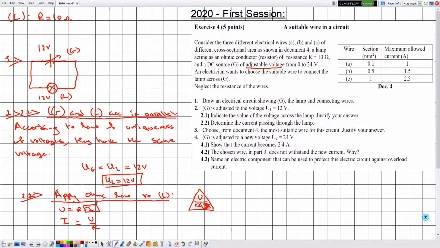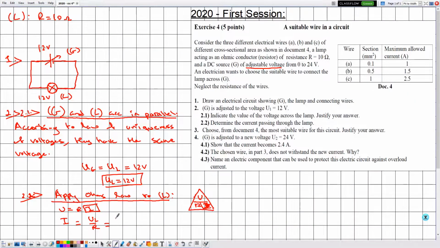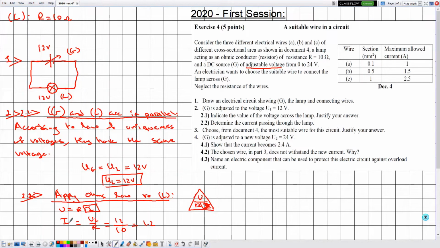This is the voltage of the lamp, so let me say that this is UL, and R is denoted by R. The voltage is 12 and the resistance is 10. Plugging this fraction on the calculator gives 1.2. Since both the voltage and the resistance are expressed in SI, the value of the current is expressed in SI. Let me say that this is the current I1 and is equal to 1.2 amperes. Then let me make some space. Okay, I will keep the circuit and I will erase these.